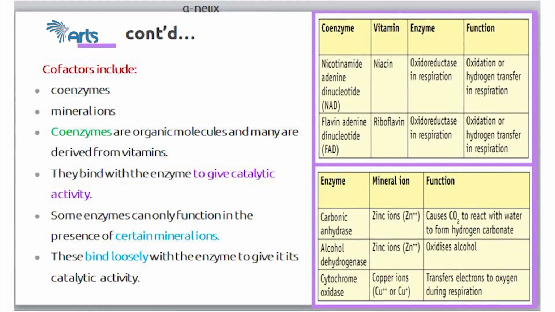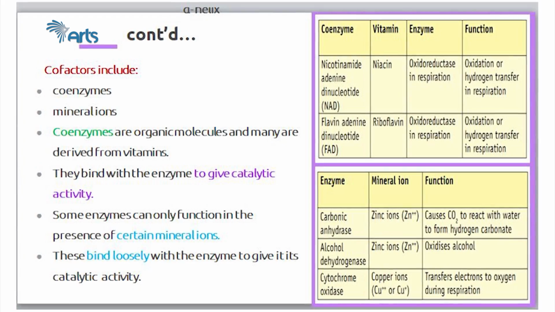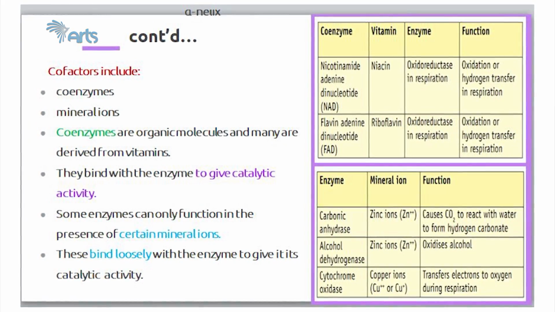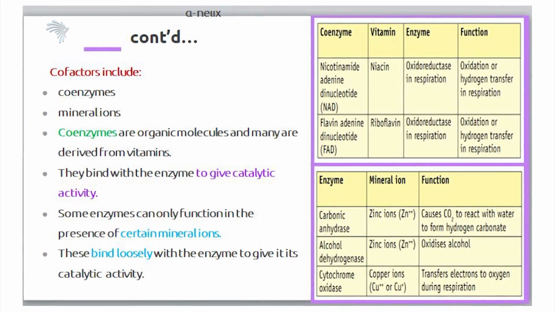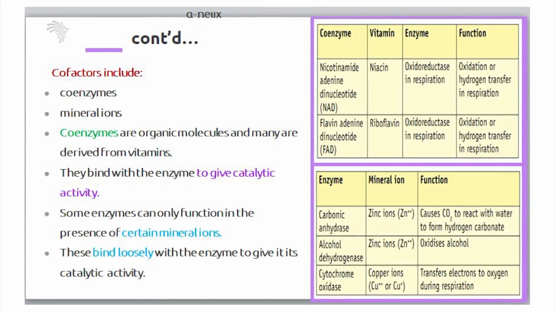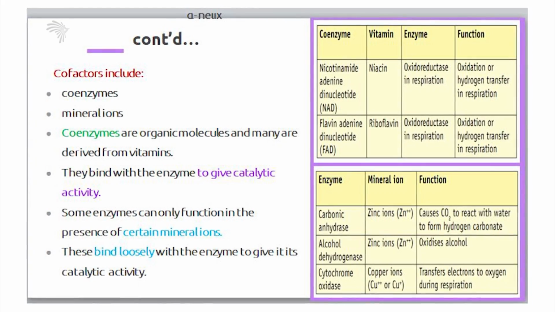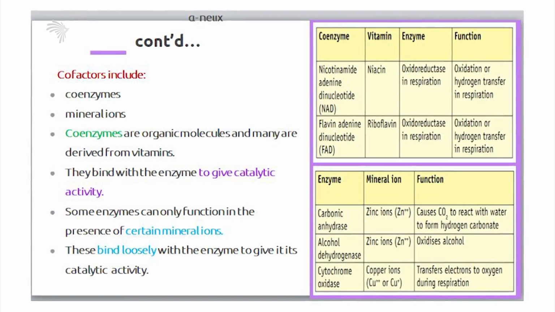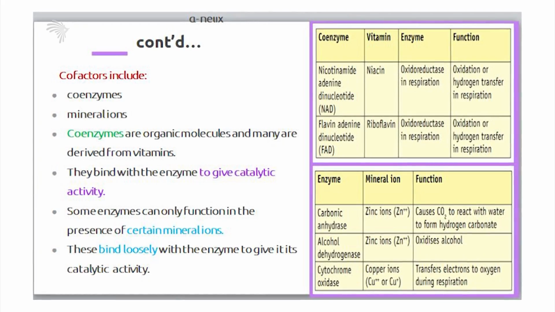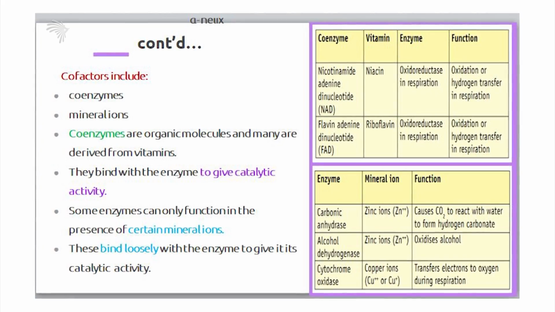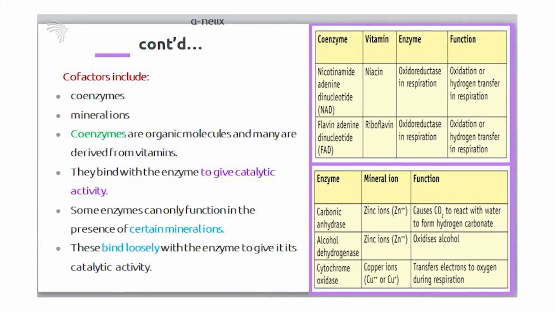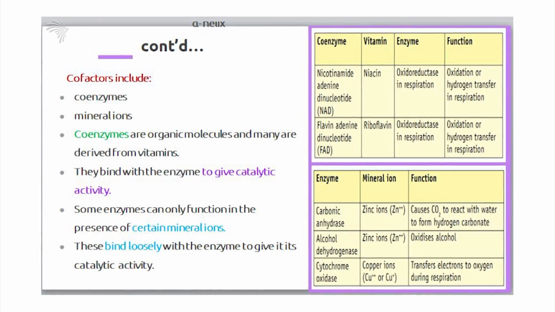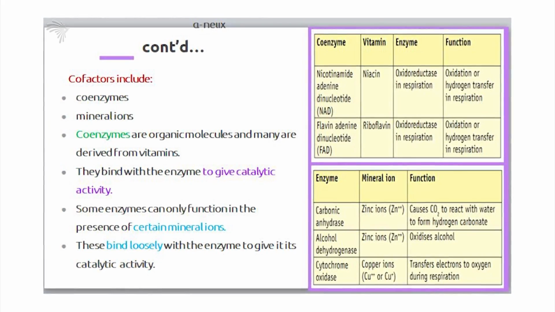What is inside cofactors? The cofactors include coenzymes and mineral ions. Coenzymes are organic molecules and many are derived from vitamins. Here you can see that nicotinamide adenine dinucleotide, NAD, is a coenzyme. The source is niacin, a vitamin. It will assist an enzyme, oxidoreductase, in respiration. Coenzymes bind with an enzyme to give catalytic activity, as we have mentioned earlier.